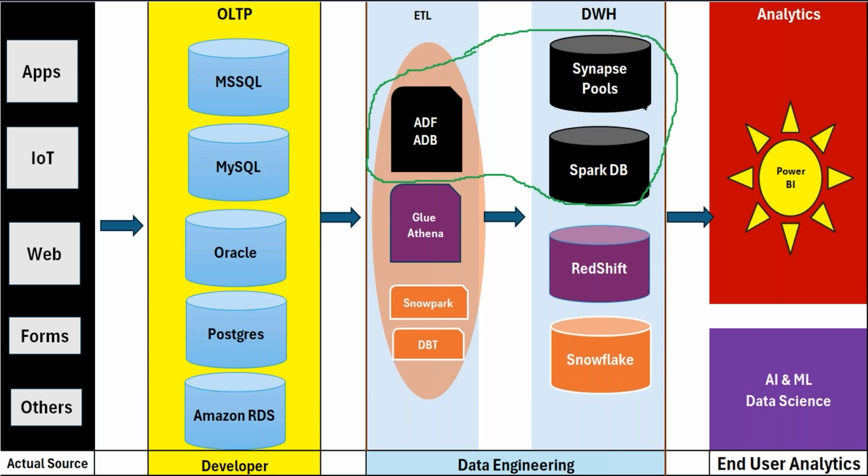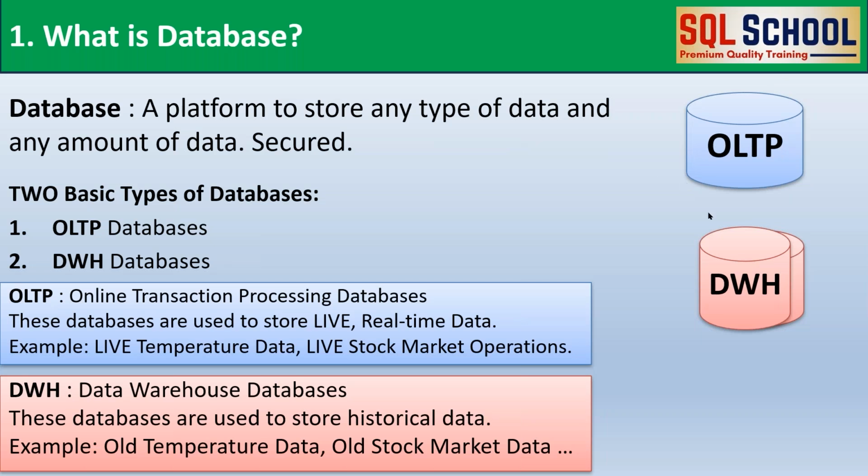Before that, what exactly is a database? The first technical term today. A database is a platform to store any type of data, any amount of data. There are two basic types of databases, OLTP to store live real-time data, and data warehouse to store historical inactive data, old data.